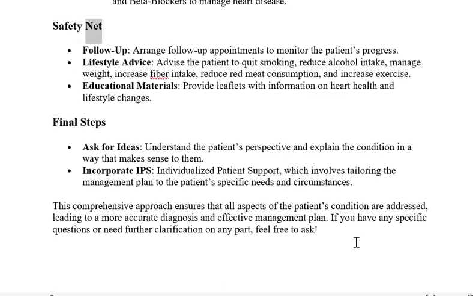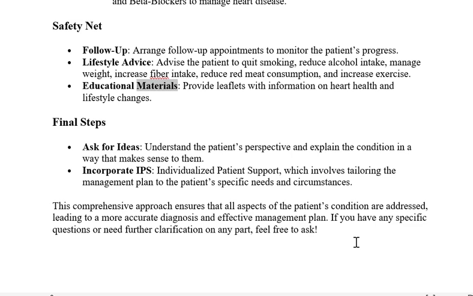Safety net. Follow-up. Arrange follow-up appointments to monitor the patient's progress. Lifestyle advice. Advise the patient to quit smoking, reduce alcohol intake, manage weight, increase fiber intake, reduce red meat consumption, and increase exercise.